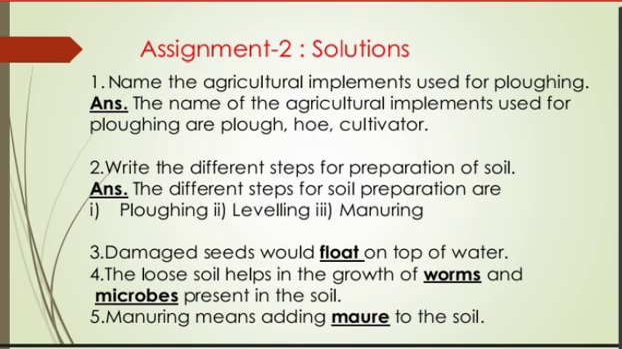Our third question is damaged seeds would dash on top of water, and the answer is float on top of water. Number 4, the loose soil helps in the growth of dash and dash present in the soil, and the answers are worms and microbes. Fifth question, manuring means adding dash to the soil, and it is manure to the soil.